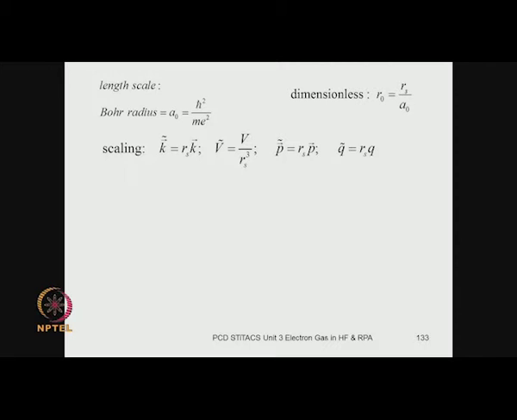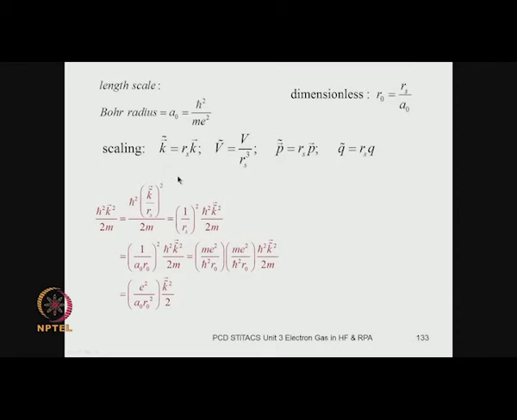So, these are the new variables. The new variables are represented by this tilde on top. This wiggle is the tilde symbol. So, you have got new variables, and in terms of these new variables, you can write this term h cross square k square by 2m, and you simply carry out these transformations, plug in the corresponding substitutes, and you get this result for h cross square k square by 2m.